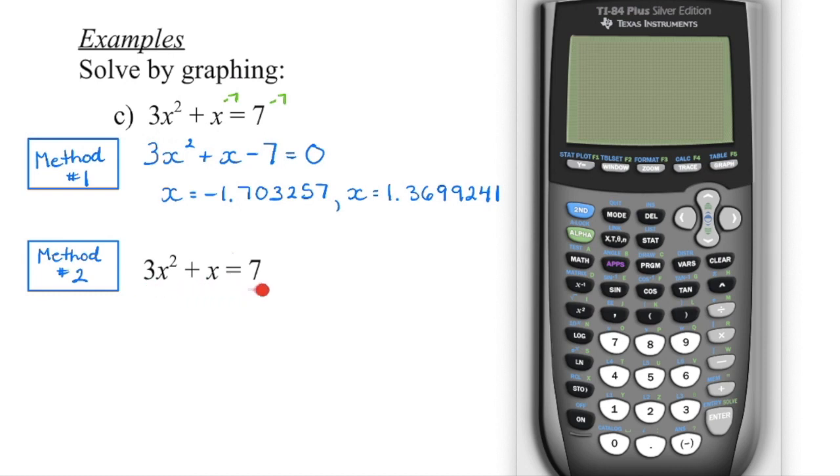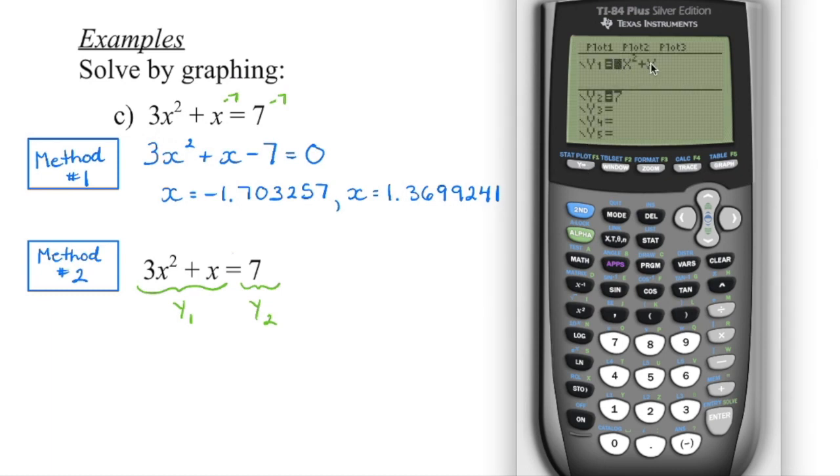So if we have something really complex and we don't necessarily want to rearrange it, we can just leave the left side as is, enter it into y1 into our calculator, and then enter whatever happens to be on the right side into y2. So for example, I'm going to go into y equals, I'm going to put in the left side and the right side, and then when we graph this, y equals 7, that's just a straight horizontal line that's going to cross the y-axis at 7 right there.